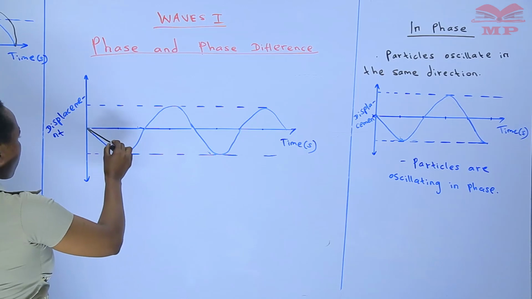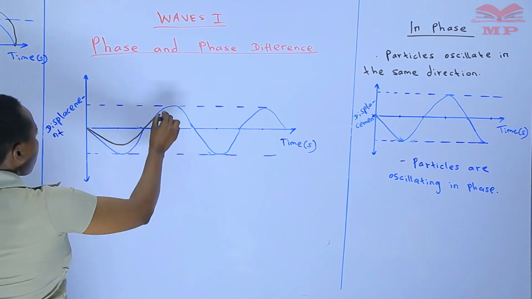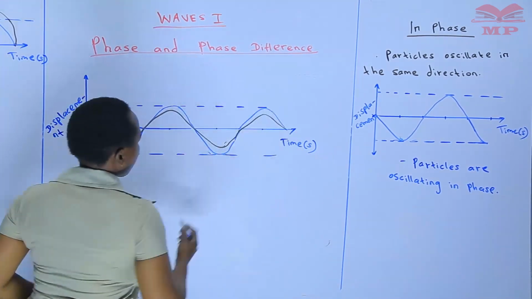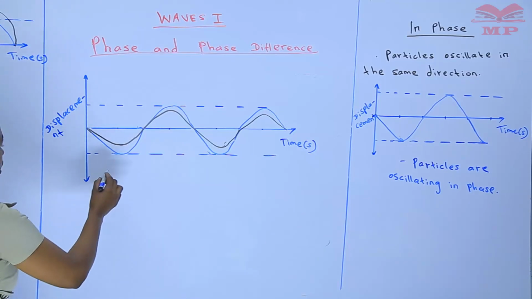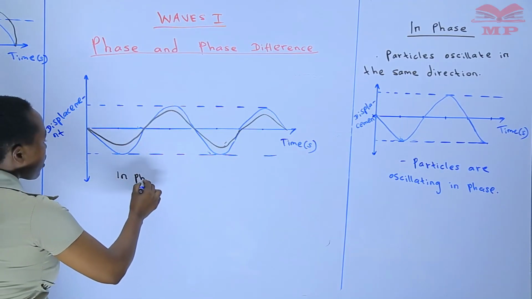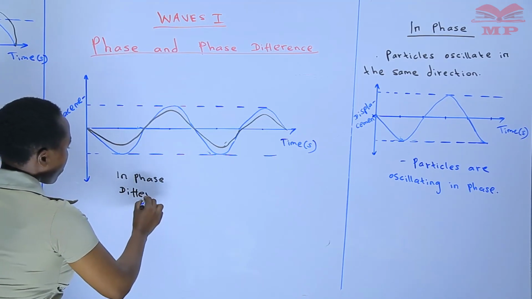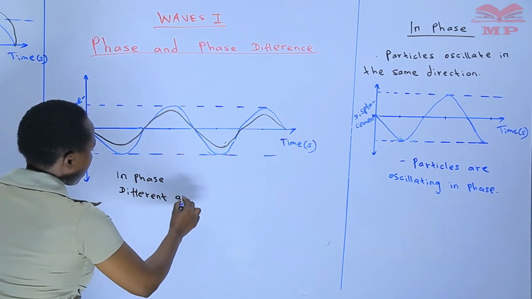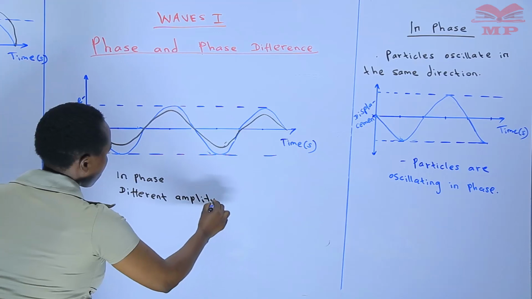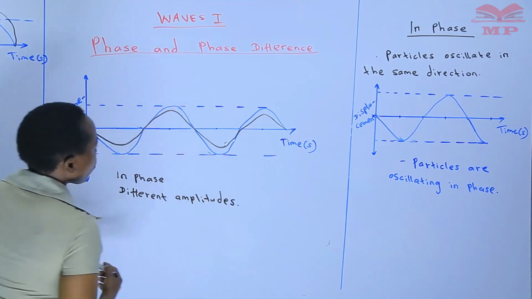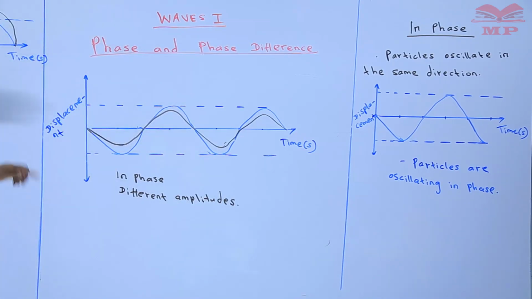So we can make it of a smaller amplitude that way. So we can say that they are in phase but they are of different amplitudes. So that's simply what we mean by in phase. They are moving in the same direction. Then we can define out of phase.